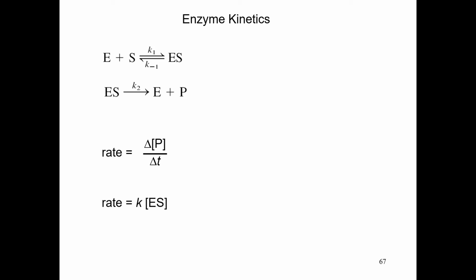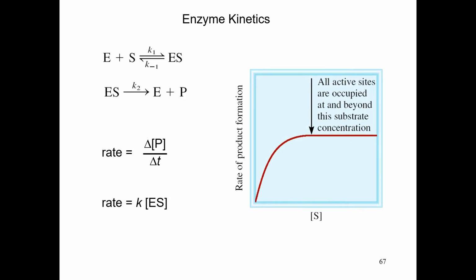If we look at the rate of formation versus the concentration of substrate itself, we find an interesting curve here. In other words, at higher concentrations of substrate, the rate of product formation increases, but it reaches a plateau. It reaches a maximum after which the curve flattens out. And the reason is at that point, the amount of enzyme available is not enough, and therefore all of the active sites are occupied. And we say at that point that the system is saturated.